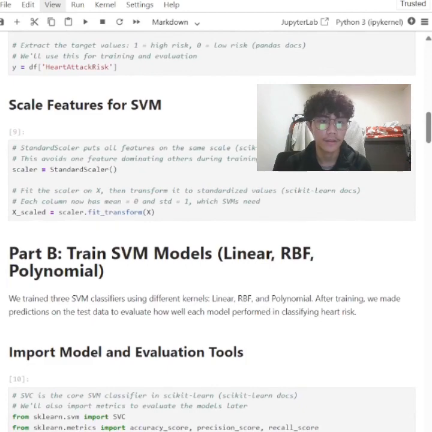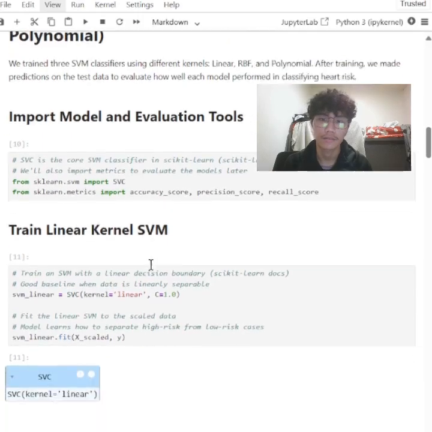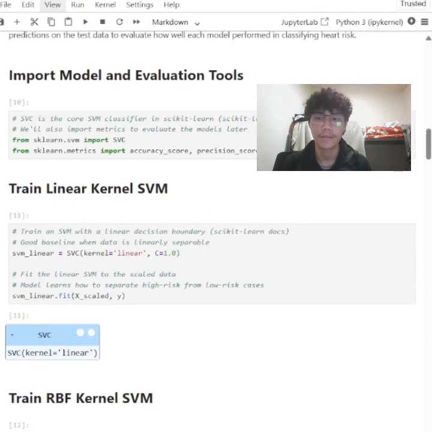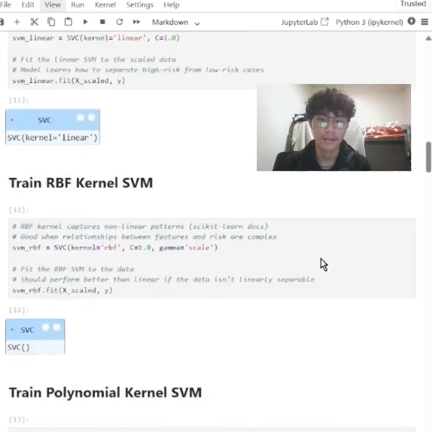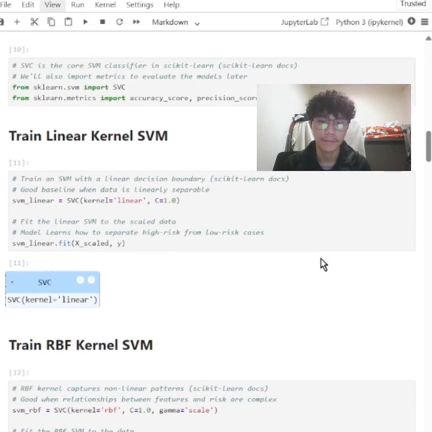Now we move into part B, where we train our SVM models. So we first import SVC, our core SVM classifier, and the metrics we'll use for evaluation later are accuracy score, precision score, and recall score. We first train the linear kernel SVM. In this code, this model attempts to find a straight line or a hyperplane to separate the classes, and we fit it to our scaled data.